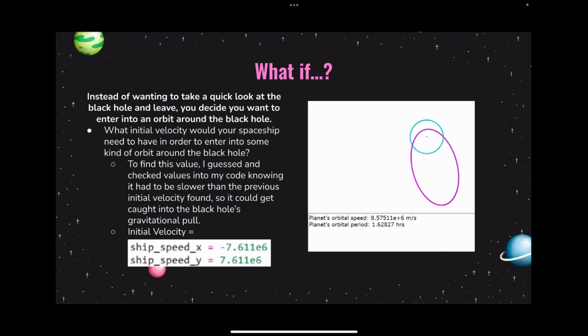But what if I wanted to orbit this black hole? I didn't just want to leave. So I played around with the speed again, and I found it to be around 7.611 times 10 to the 6th meters per second. I knew it had to be maybe a little bit slower to allow the gravitational pull of the black hole to bring us in.